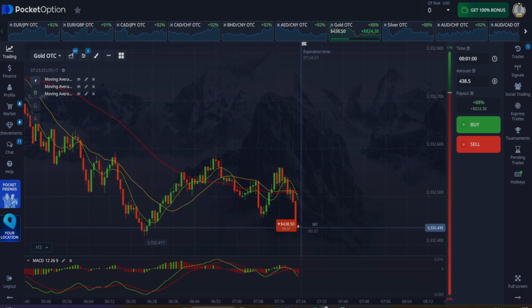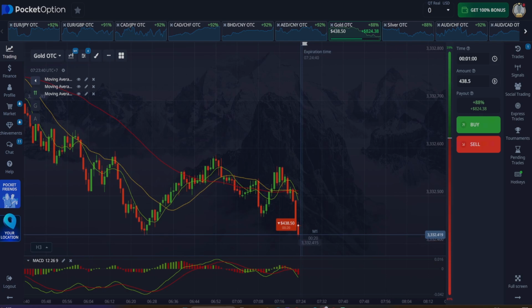This double confirmation between the MA crossover and the MACD adds strong conviction that bearish momentum is gaining strength. With both of these signals aligning, the sell entry becomes highly valid and carries strong profit potential. Let's watch how the market reacts.